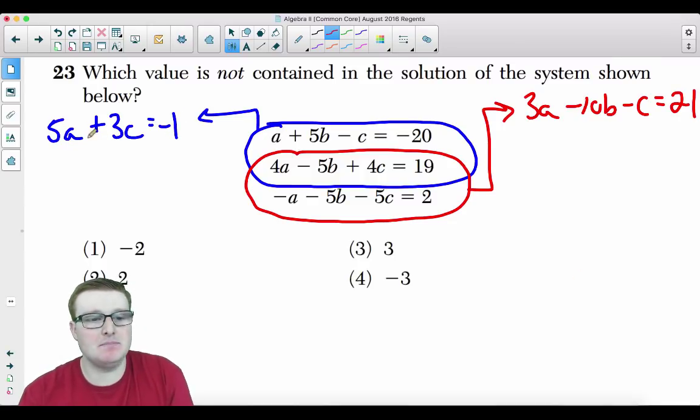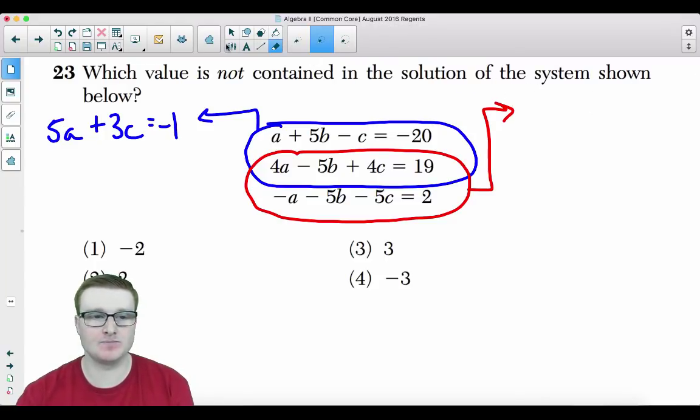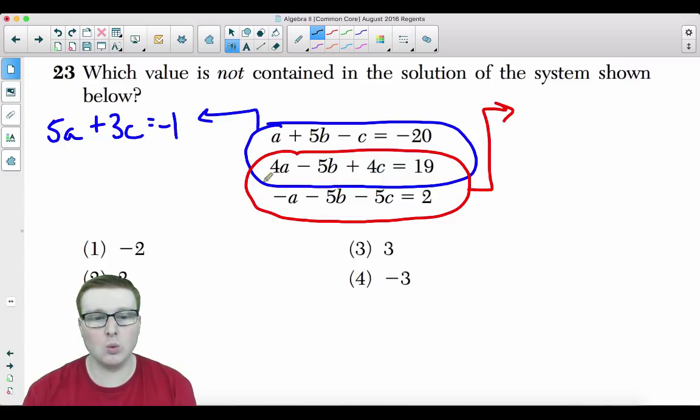We canceled out the b's in this equation, correct? We have to cancel out the b's in this equation. So, unfortunately, we can't use that. What we got to do is we need to manipulate one of these equations to cancel out that 5b, one of those 5b's.